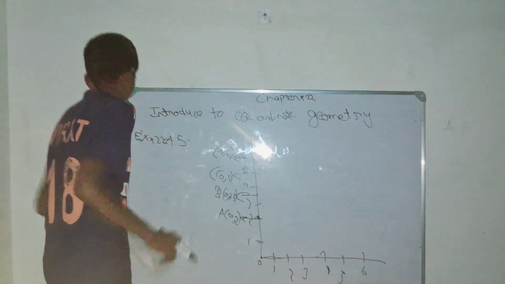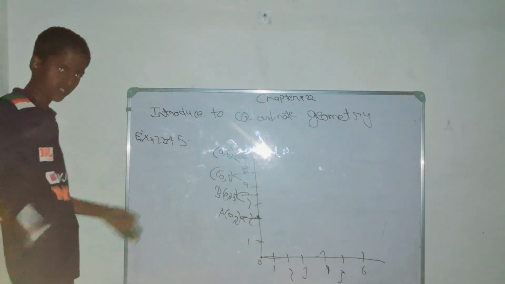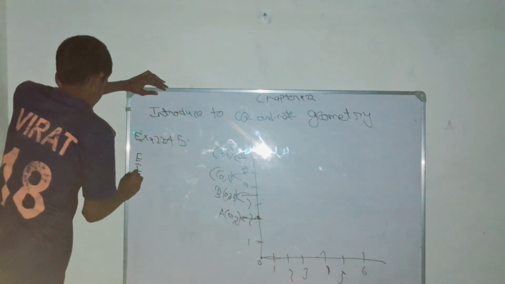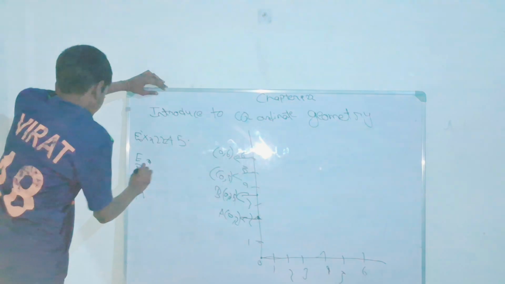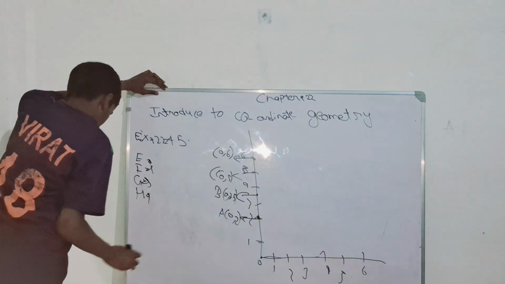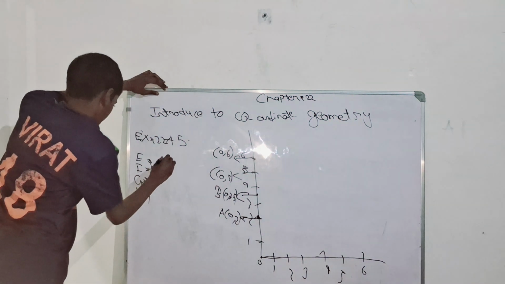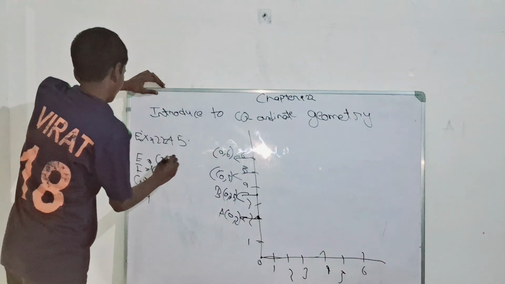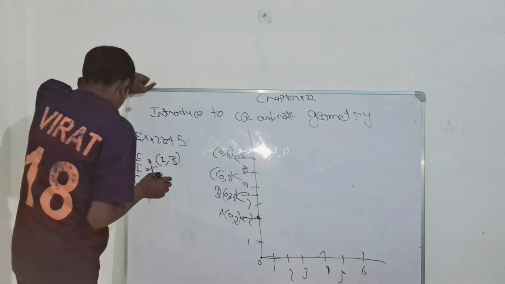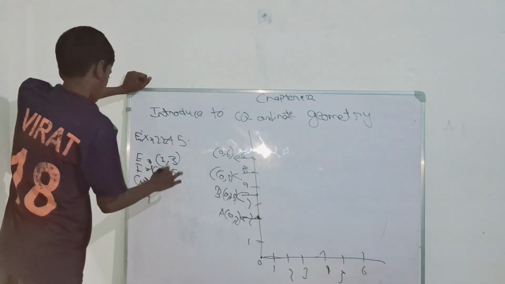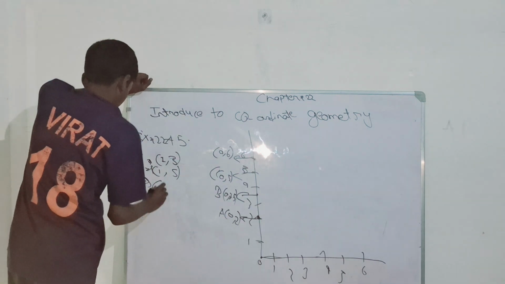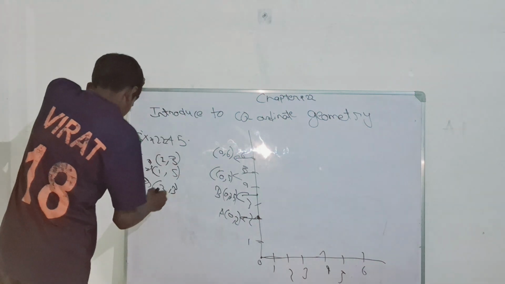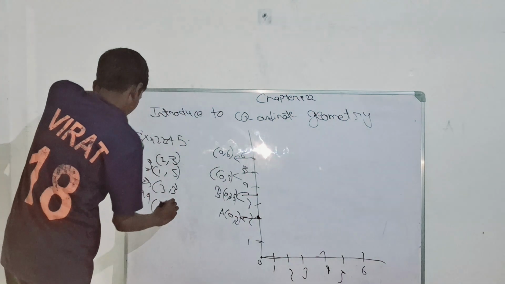After that the values are given for E, F, G and H. The value of E is abscissa 1 and ordinate 3. The value of F is abscissa 1 and ordinate 5. The value of G is where abscissa and ordinate are the same, 3. And the value of H is 3 and 5.